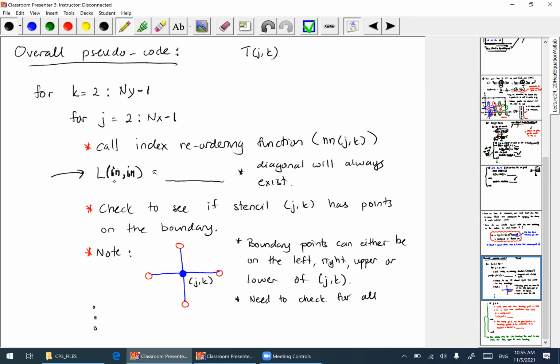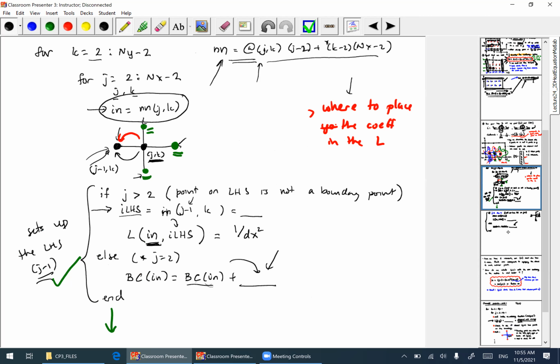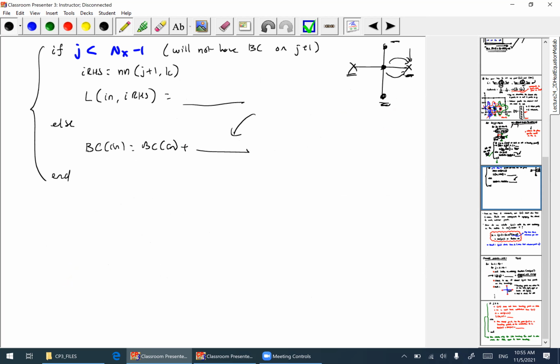Yep. So you always have your main diagonal of in and in. So the diagonal will always exist, which means that you don't have to check for it. There is no need for an if statement. Every time you place a stencil, the center point will always be an unknown. So you just need to write it directly before your if statement. So I'm not going to show it for the bottom and the top. Go and try it yourself. In fact, you have to do it because in lab 6, there's a problem on 2D FDM. Any questions?